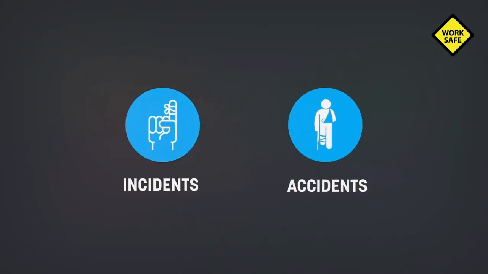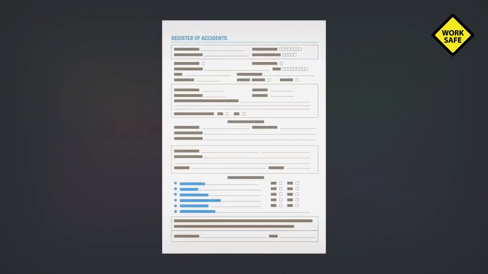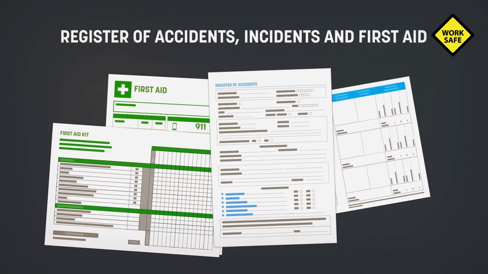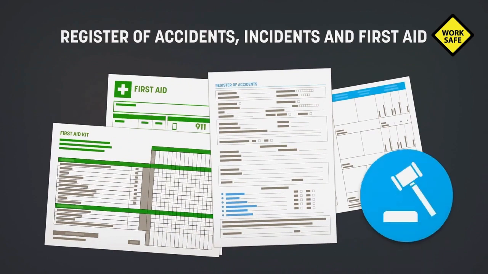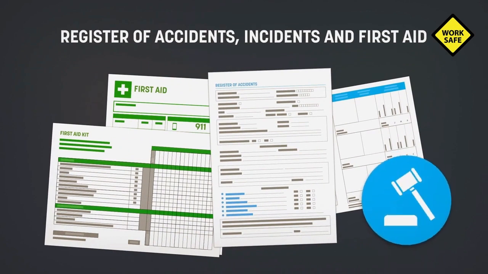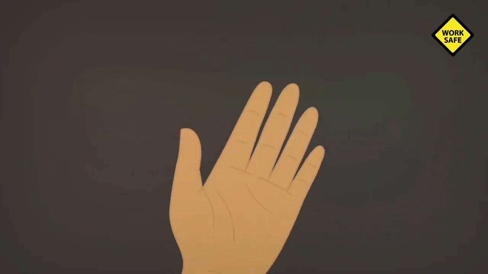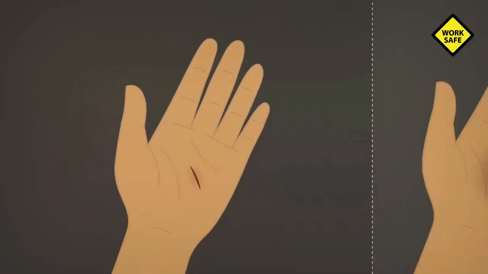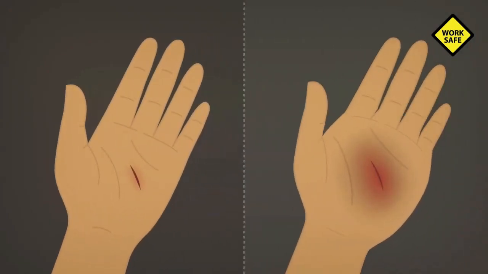Incidents, like accidents, must be recorded in a register of accidents, incidents, and first aid. You're required by law to keep this register. But it's also extremely useful. For instance, if a minor injury gets worse and the worker has to consult a doctor, you can go back to the register to follow up on the accidental event.